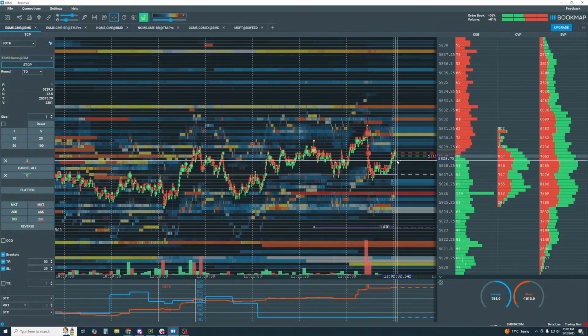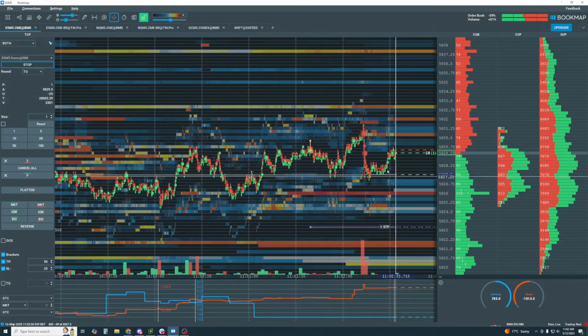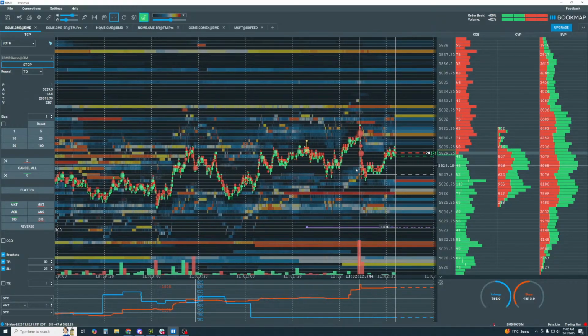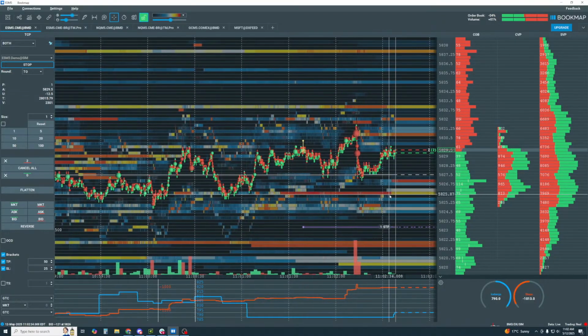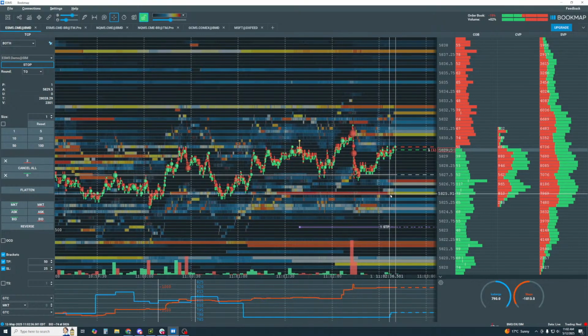But now we want to look at supply and demand. Is there real demand underneath it here? There's some, but they're down here at 25.